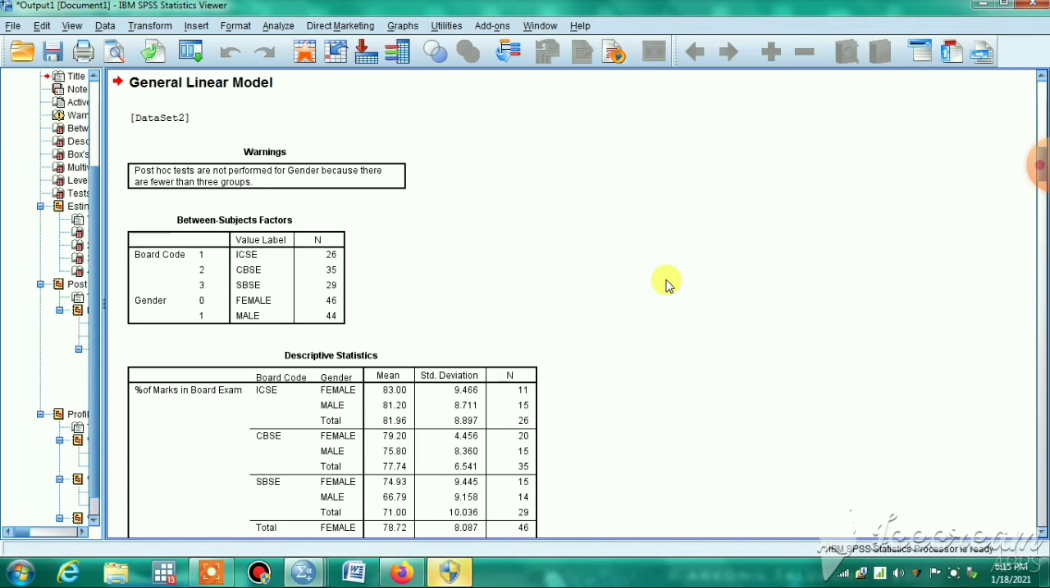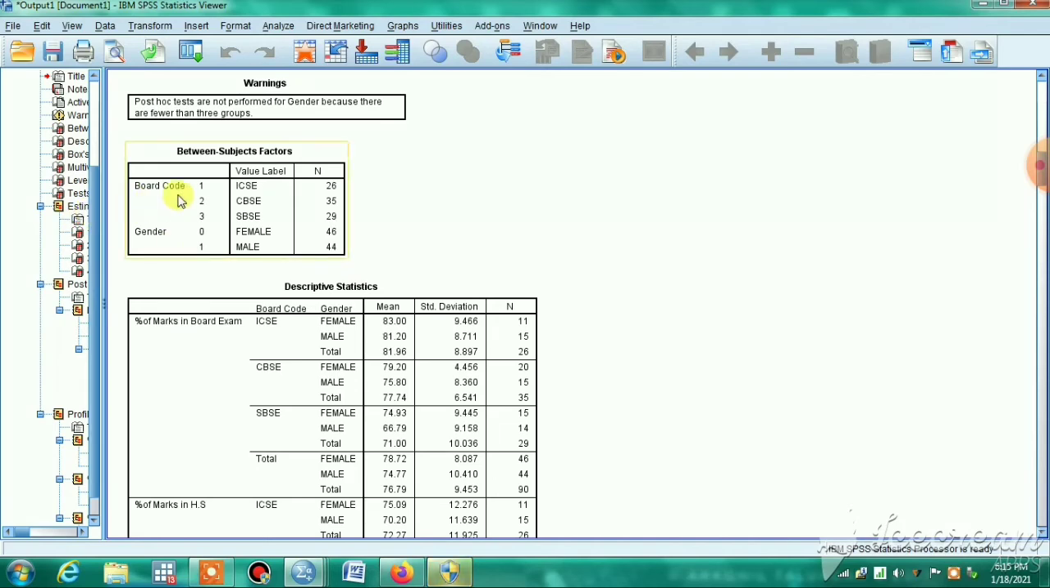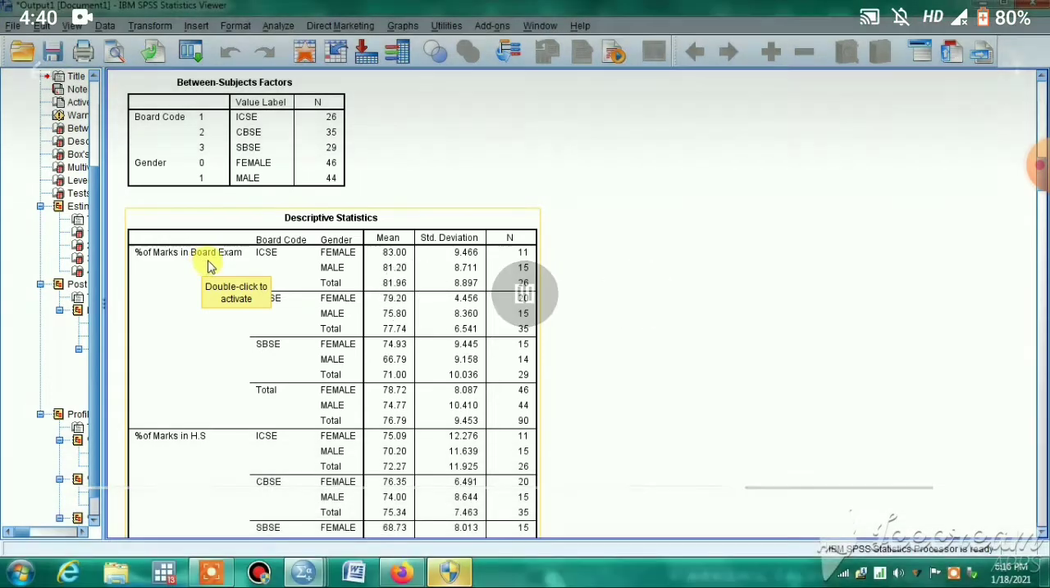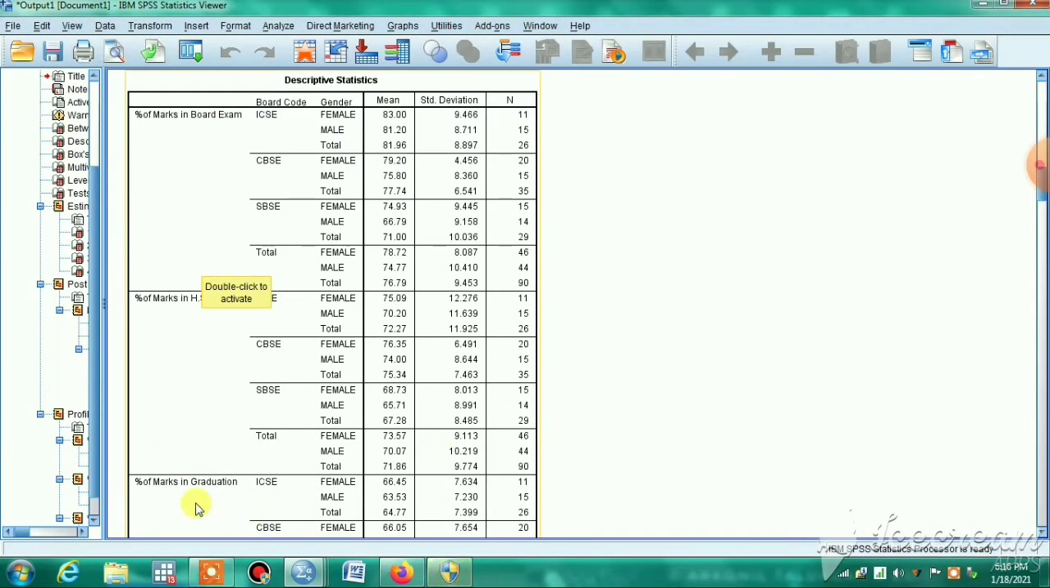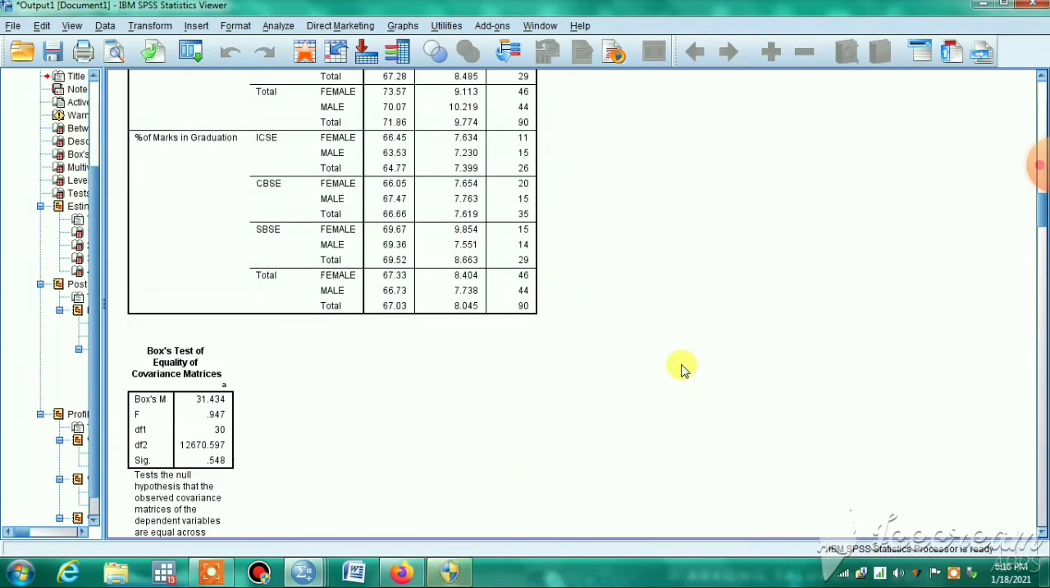The first one is showing the between-subject factors, board code and gender. As we know, we already explained this one. The board code is given by 1, 2, 3 for the boards, and gender 0 and 1, 0 for female and 1 for male. And the descriptive statistics are given in this way: percentage of marks in board exam, percentage of marks in HS, and percentage of marks in graduation, with respect to board and with respect to gender, the mean, the standard deviations, everything. That is why it is descriptive statistics.